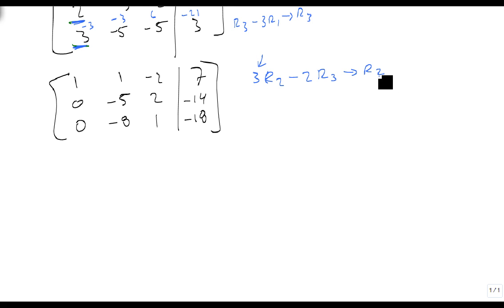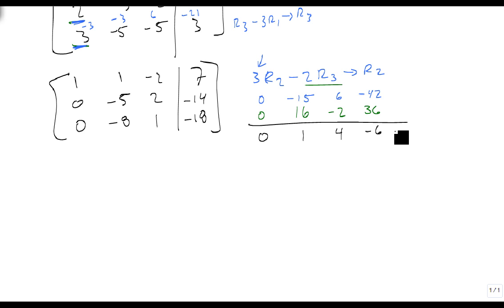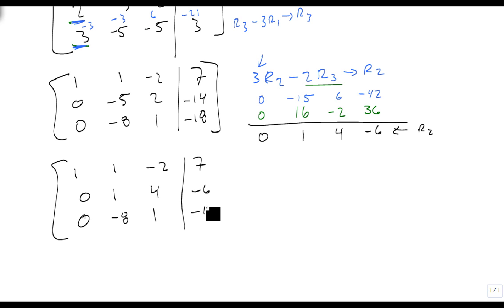So 3 times row 2, I'm going to write this out, is 0, minus 15, 6, and minus 42. And you'll see why in a second I'm doing the minus 2 row 3. Minus 2 times minus 18 is positive 36, so look at those numbers very carefully. That gives me a minus 16, a 2, and a positive 36. Now when I add these together, I'm going to get 0, 1, 4, minus 6. And that's now row 2. So 0, 1, 4, minus 6, and then 0, minus 8, 1, minus 18.